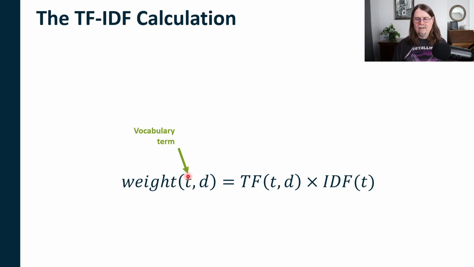And not surprisingly, if t is term, d is document. So what we want to know is for a particular term, for a particular document, what's the weight? What is the value that we stick in a cell? Because if my rows are documents and my columns are terms, the intersection of those two things is this individual cell in my table. So this is the cell value.